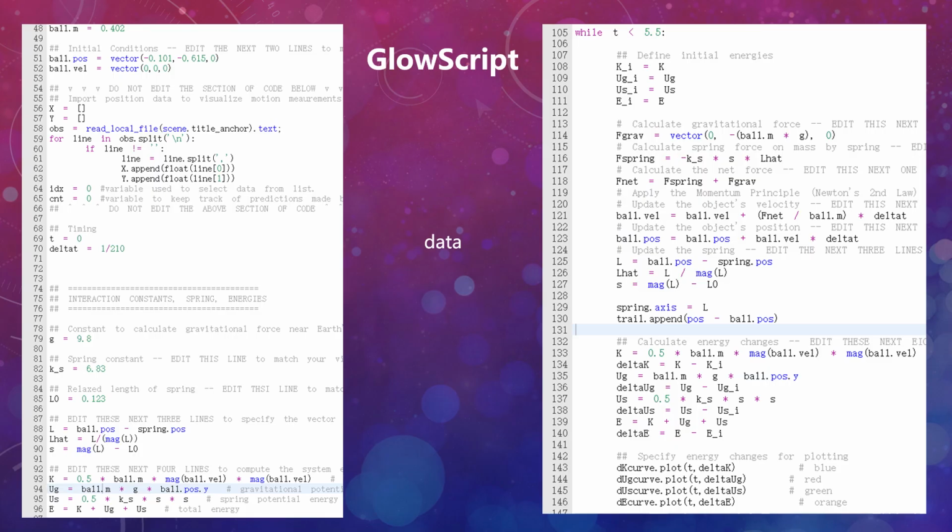Okay, and so this is the data in the GlowScript code that I edited. I put in the position of the ball, the mass of the ball, and the velocity of the ball. These were the given data points in the pre-lecture video, so I just inputted that, and then I edited the equations, and so yeah, this is what it looks like.